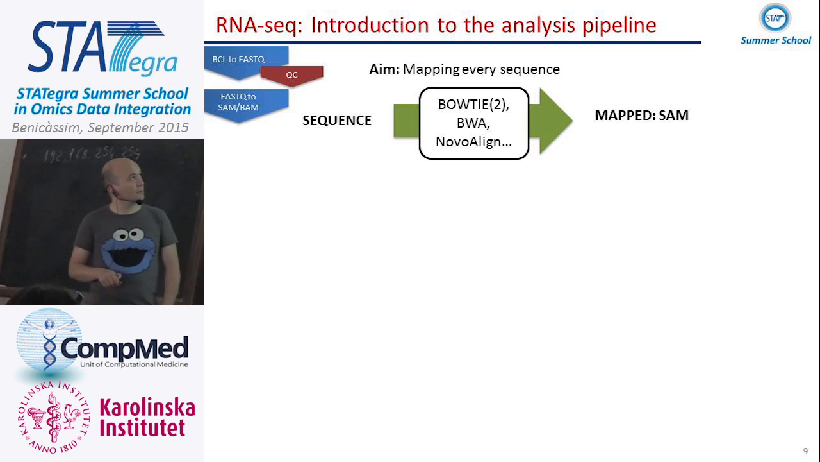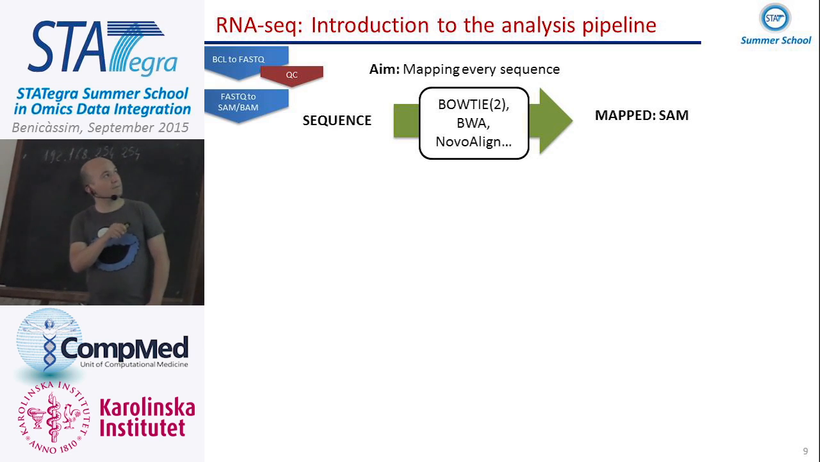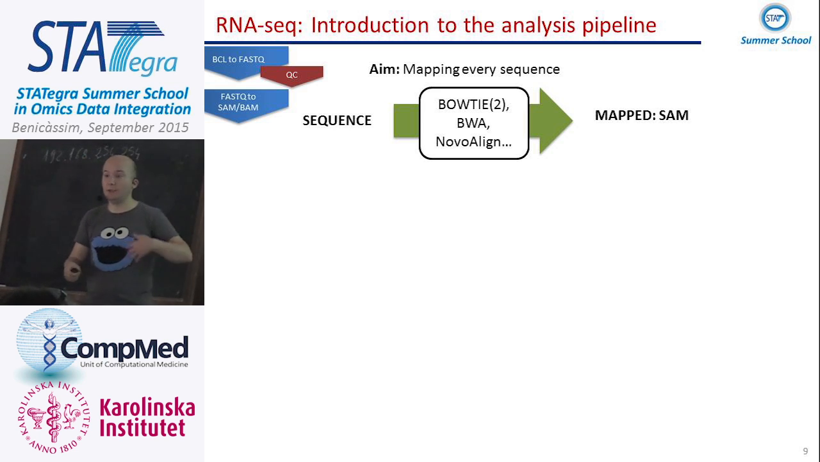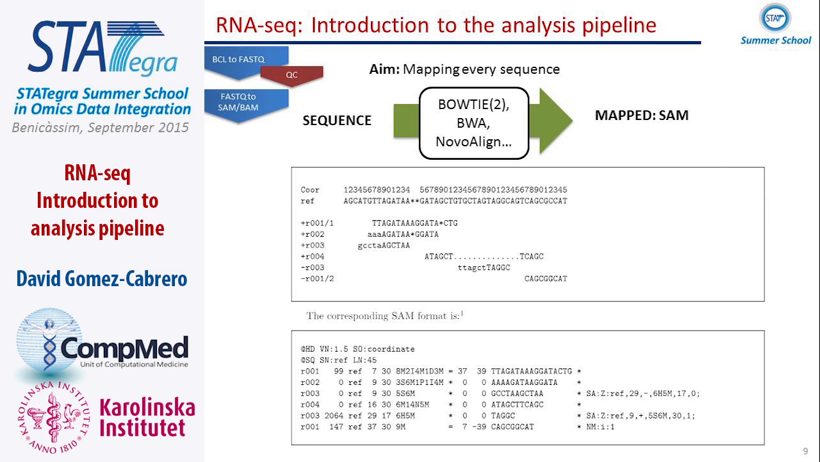So what happens is, after we have this sequence, we go with Bowtie or Bowtie 2. Now it's new, it kind of came a few years ago. BWA, Novoalign, and for some time CLC Bio is also mapping. And then we have a new format, because we need to store more information. And this format is called the SAM file. And this is an example.